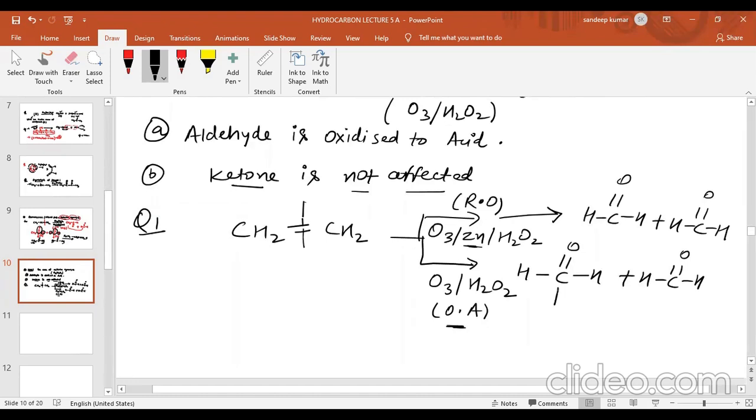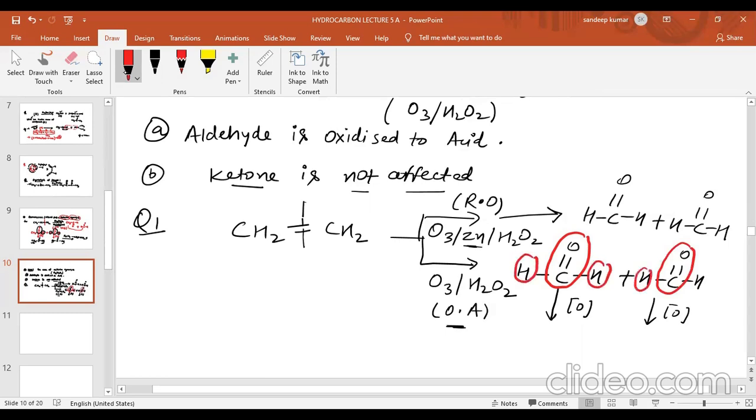Now again oxidation is possible. Why is oxidation possible again? Because we can see this is a carbonyl group, and here also a carbonyl group, and on this carbonyl group there is hydrogen attached, two hydrogen atoms. The product will be obtained the same. So this oxidizes into C double bond O.